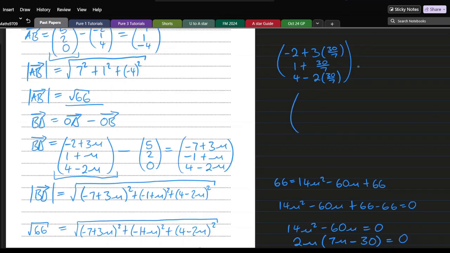So that's negative 2 plus 3 times 30 over 7, which gives us 76 over 7. We've got 1 plus 30 over 7, which gives us 37 over 7. And finally, we've got 4 minus 2 times 30 over 7, and this gives us negative 32 over 7. And this here is the position vector of D.